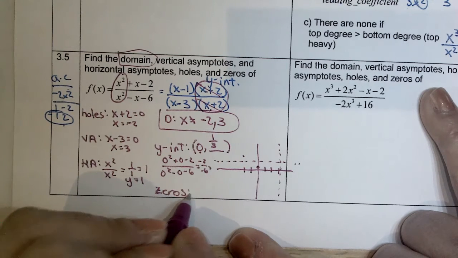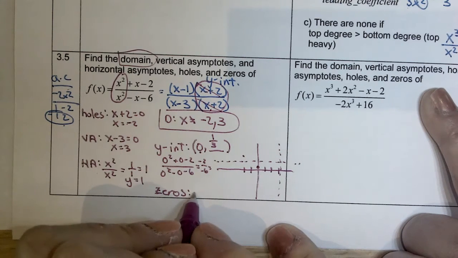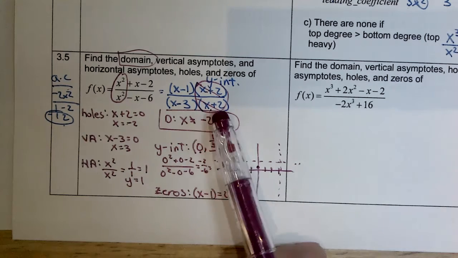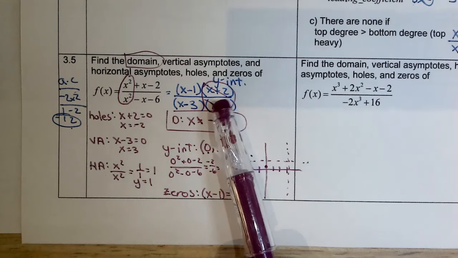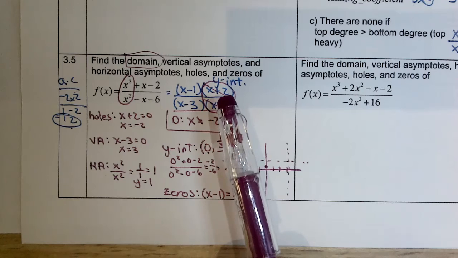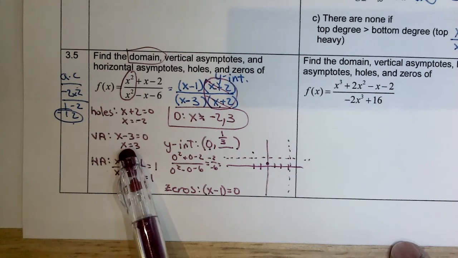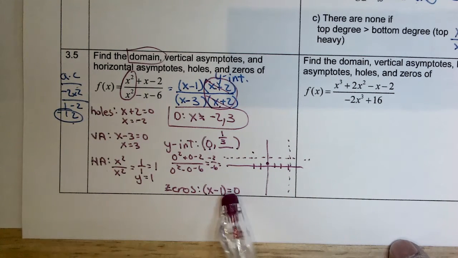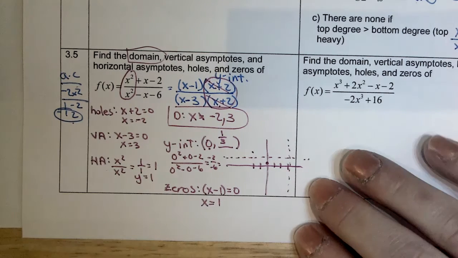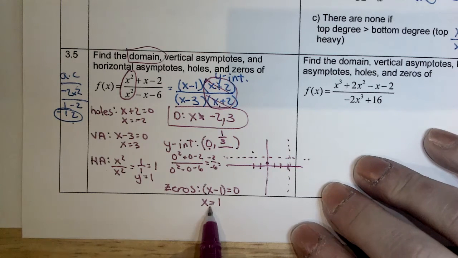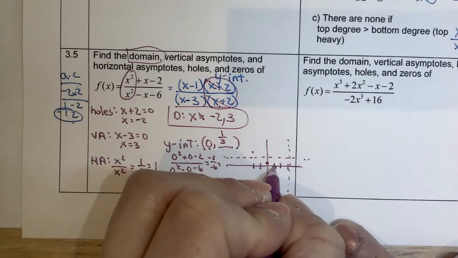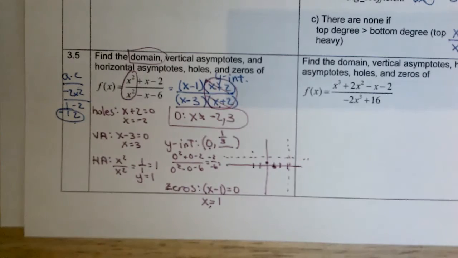Okay, and to find my zeros, I set my numerator equal to 0. I am not going to use this x plus 2 because it's a hole. So that one does not get set equal. That's why I find my holes and my vertical asymptotes first, because I don't have to use that to find my zeros. Okay, so I'm going to have an x-intercept, or a zero, a root at x equals 1. In other words, that's where it's going to cross that axis.